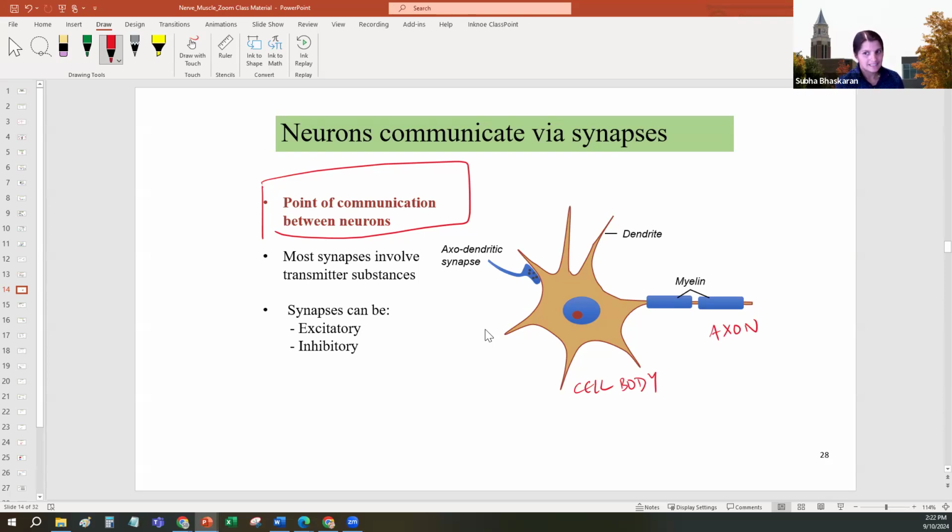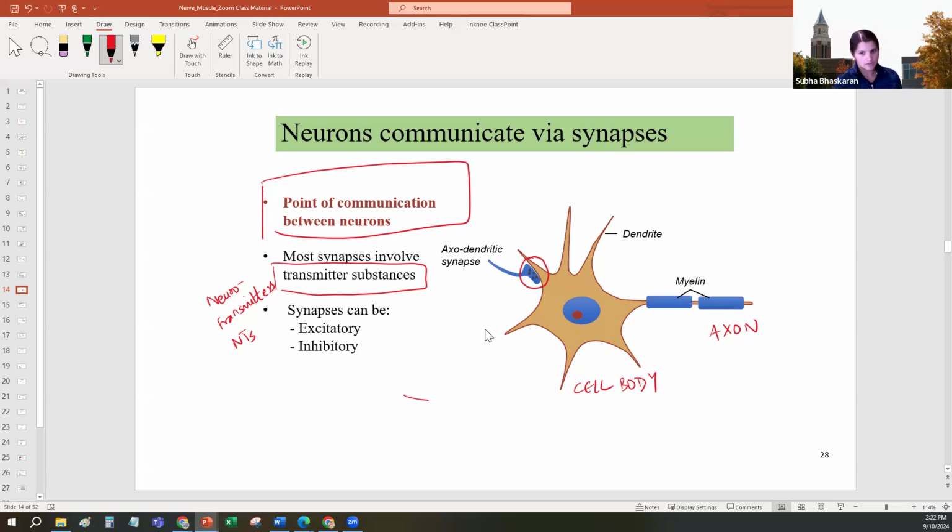Then the cell body has these dendrites. So the dendrites form connections, right? Synapses with another axon, correct? And the synapses typically predominantly involve what? Neurotransmitters, abbreviated as NTs. There are a variety of neurotransmitters. These are chemicals that are released from the axon.